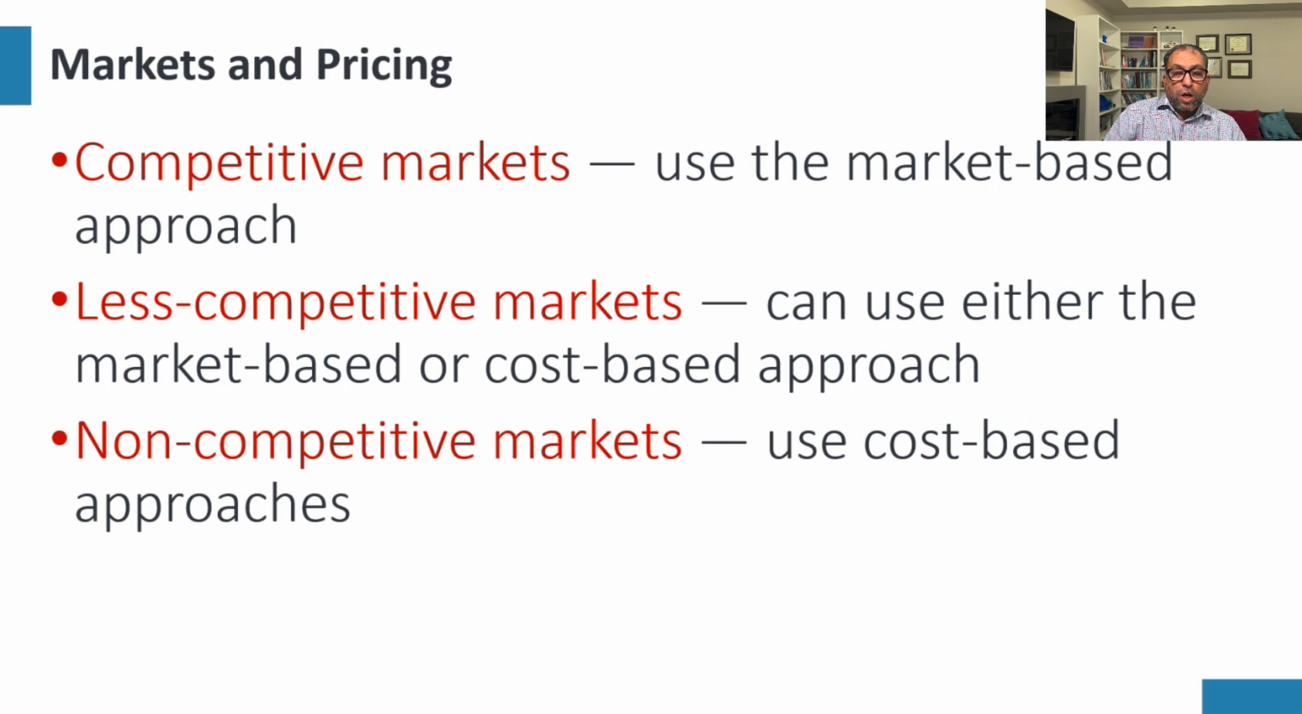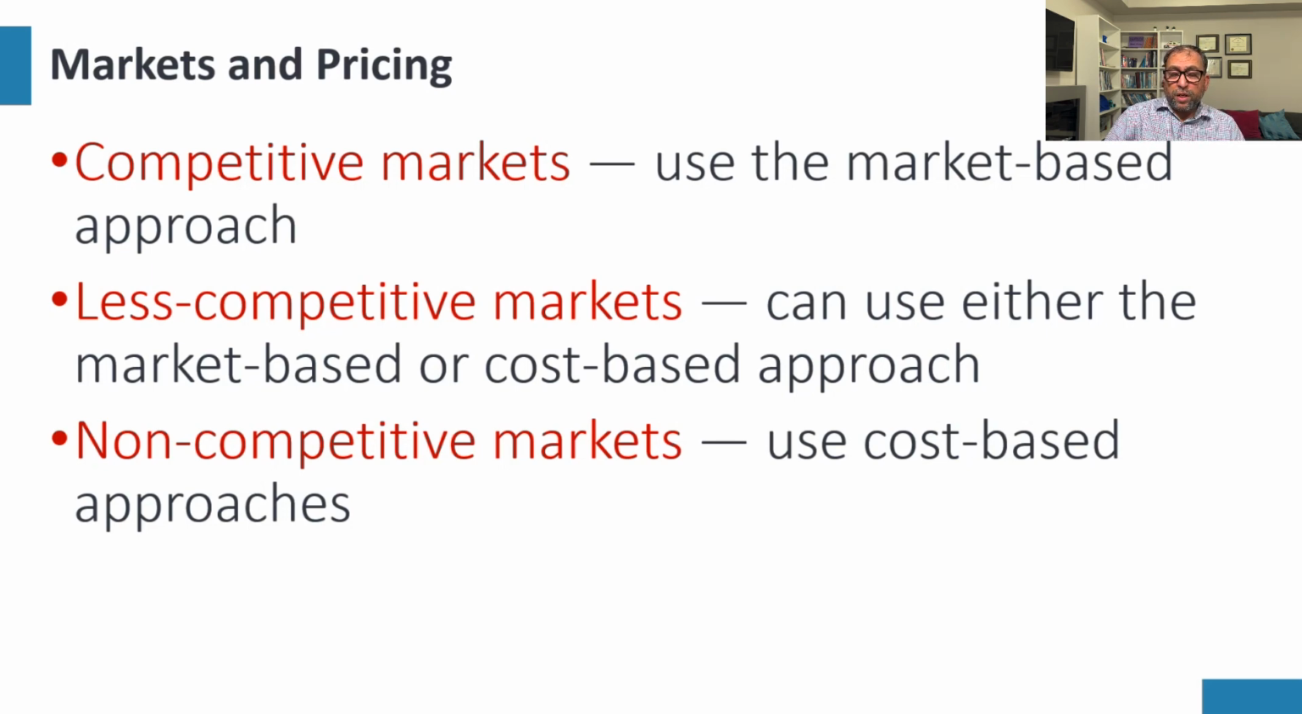The third one is a non-competitive market: use the cost-based approach. Non-competitive market means there is a monopoly, so the best thing for the monopolist is to charge the price based on their cost approach. If they calculate their cost and then add their profit margin on top of it, they can set the pricing. So for a monopolist or for non-competitive markets, price setting is easier because they calculate exactly the cost, and then they add their profit margins in order to determine how much price they are charging.